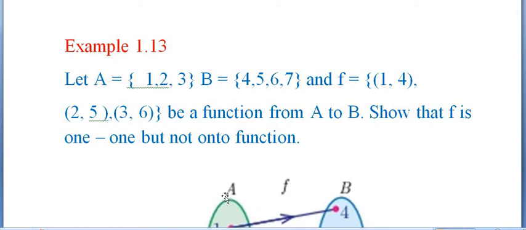So we know what is a 1-1 function and an onto function. 1-1 we have already studied in the previous class. What is that 1 to 1? All the elements in A must have an image in B.